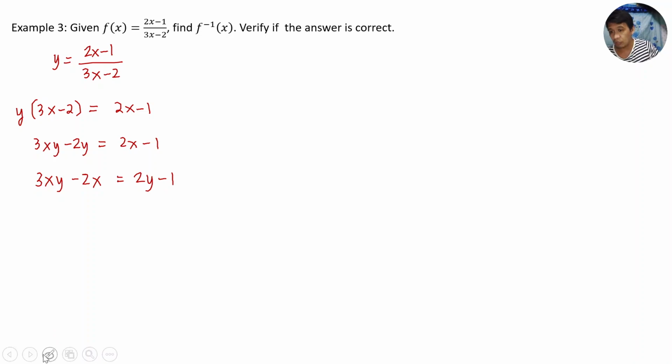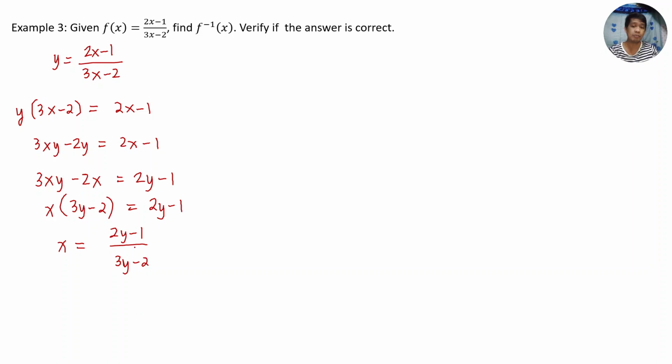So again, what we did is to transpose this 2x on the left, it becomes negative 2x, and transpose negative 2y on the right, it becomes 2y minus 1. Then x times the quantity 3y minus 2 is equal to 2y minus 1. Then x is therefore equal to 2y minus 1 over 3y minus 2. So we have solved x in terms of y.